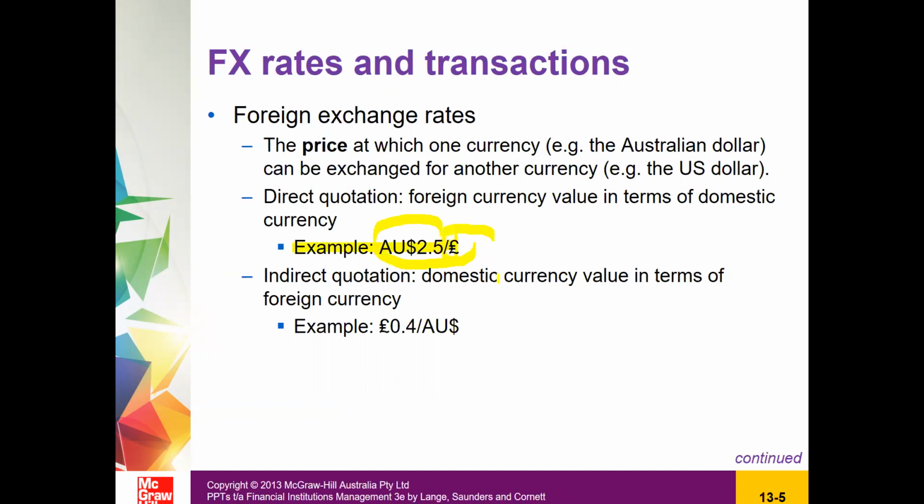The foreign exchange rate is also quoted indirectly. Indirect quote means the foreign currency received for each unit of home currency exchanged. For example, for each Australian dollar, we can get 0.4 pound. So it means the foreign currency received for each unit of Australian dollar. So the foreign exchange market can quote foreign currencies either in direct quotation or indirect quotation.